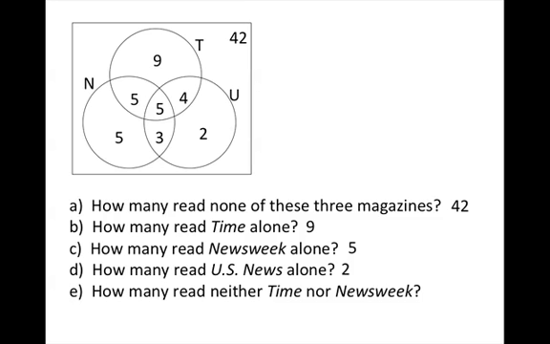And then how many students read neither Time nor Newsweek? So if I could just take a circle and cover up the Time circle and cover up my Newsweek circle, I want to block off all of these numbers. Well, the only 2 numbers that are not inside Time and not inside Newsweek are the 42 that read none of the magazines and the 2 that only read U.S. News. So the 2 plus the 42 gives me 44 people read neither Time nor Newsweek.